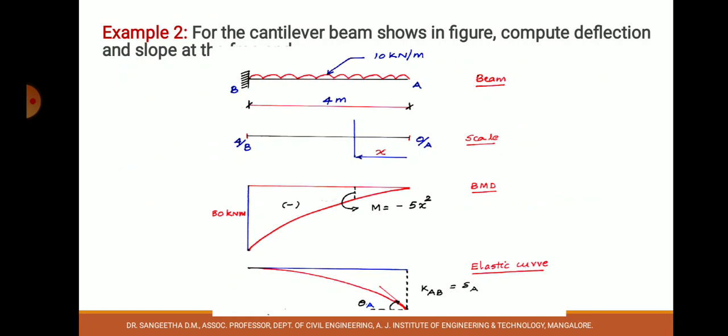So that was the concept for the two theorems which we discussed in the previous video. Hereby I would like to proceed with the numericals, where we have a cantilever beam subjected to uniformly distributed load. For the cantilever beam shown in the figure, compute deflection and slope at the free end. Okay, fine. So the beam is subjected to uniformly distributed load.